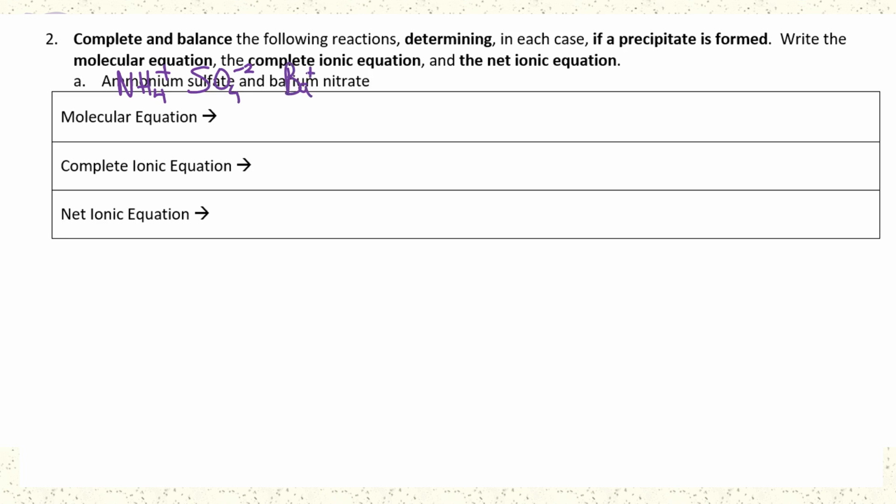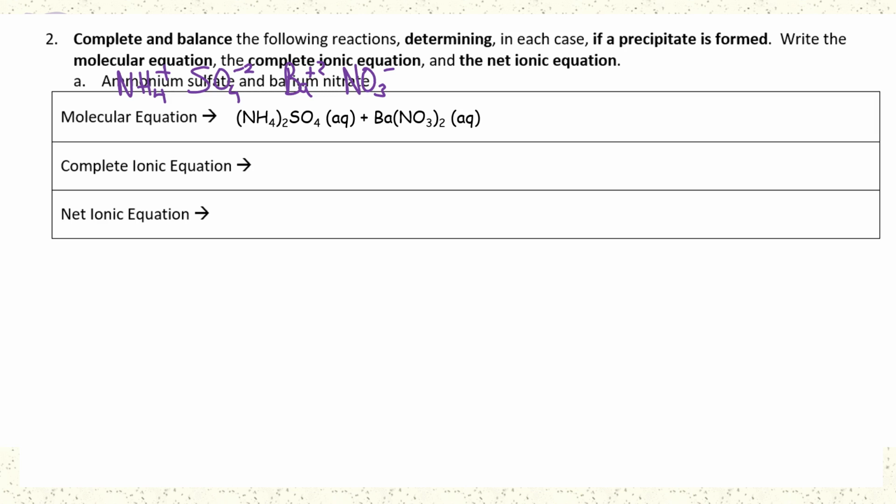Barium, Ba 2+. Nitrate, NO3 -1. So when I write my formulas for this, it's going to take 2 ammoniums to react with 1 sulfate. So I get NH4 with parentheses, subscript 2, SO4. And that's aqueous because ammonium's always aqueous.